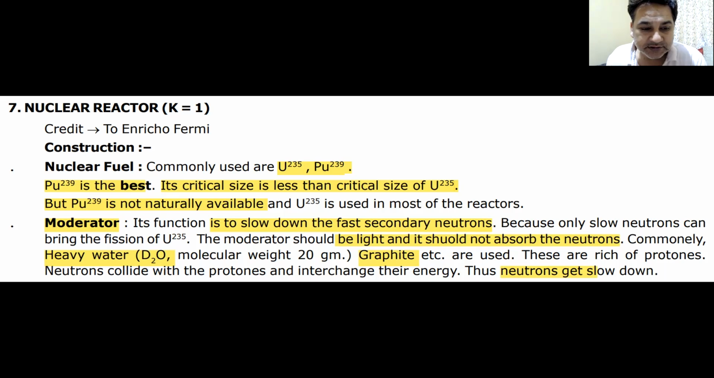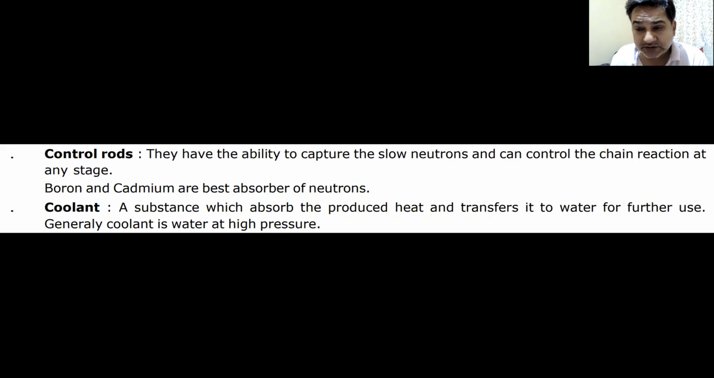Next are the other two most important things. Everything in the nuclear reactor is important. We're only talking about the broad parts of a nuclear reactor. A nuclear reactor is a very complex machine. We can't get into the details of it. We can only see the broad parts. And one of those broader parts is the control rods. As the name suggests, what will be the function of a control rod? It is going to control the nuclear reaction. That means it will capture the slow moving neutrons and control the chain reaction. It is going to absorb that neutron.